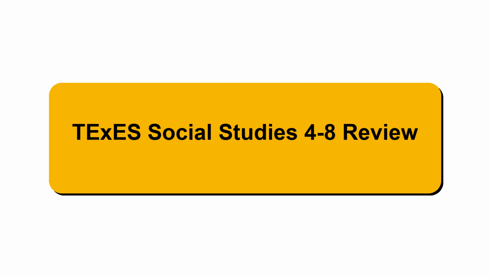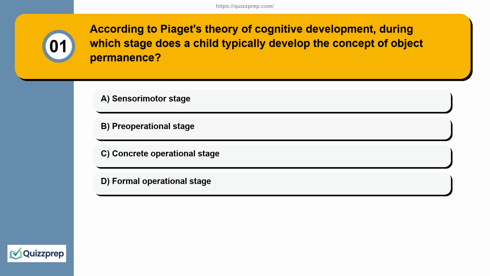Let's begin. Question 1. According to Piaget's theory of cognitive development, during which stage does a child typically develop the concept of object permanence? Here are your options. Option A. Sensorimotor stage. Option B. Preoperational stage. Option C. Concrete operational stage. Option D. Formal operational stage.